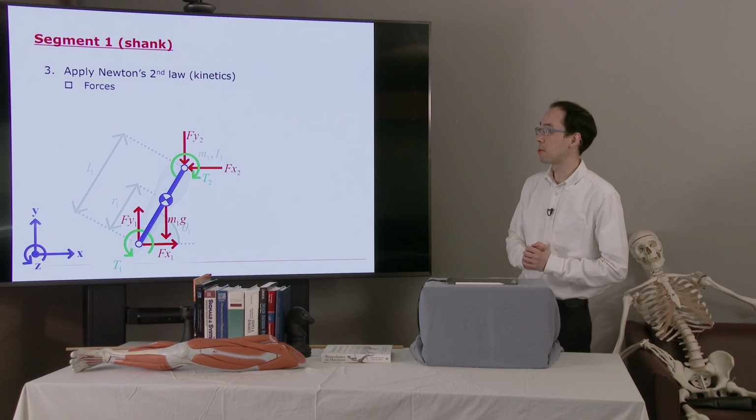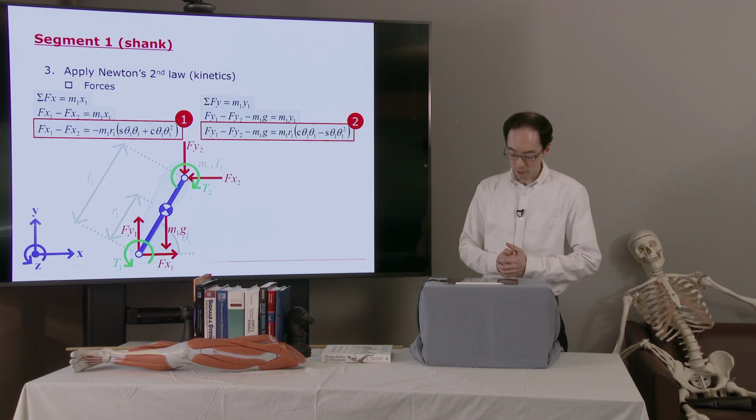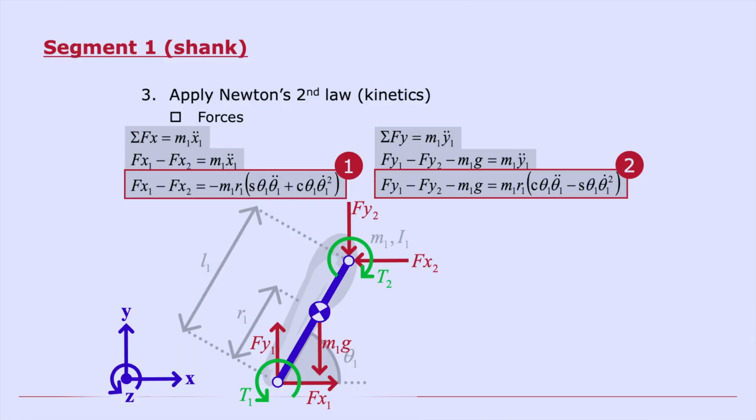So we're back. Hopefully you were able to do that. You should have gotten these expressions. It's exactly the same procedure as we had before. We'll sum the forces in x. We'll sum the forces in y. On the right sides of these equations, once again, we have ma.